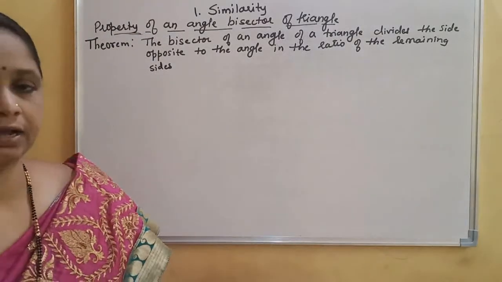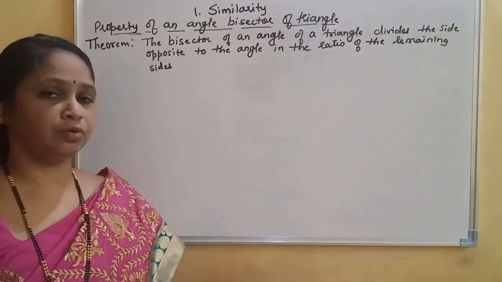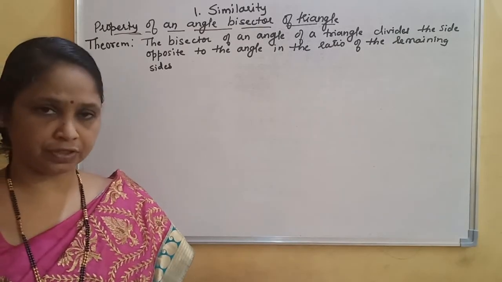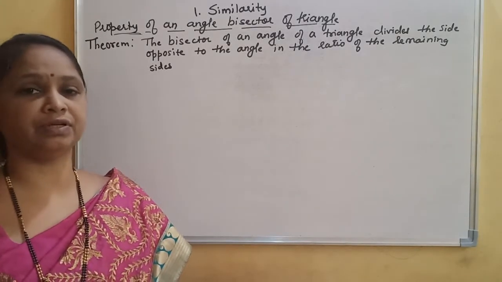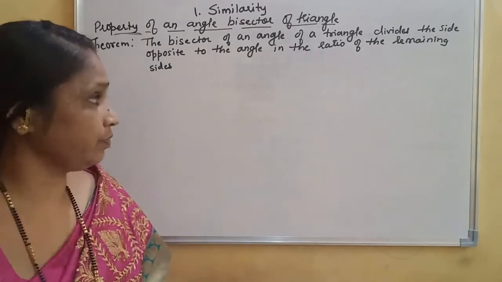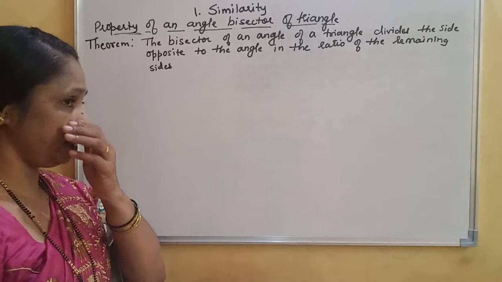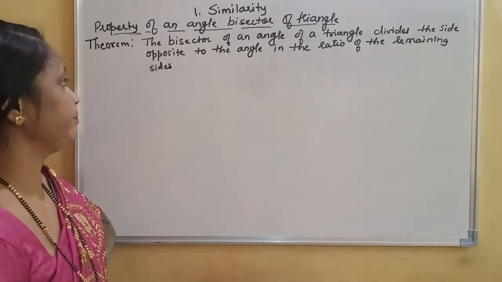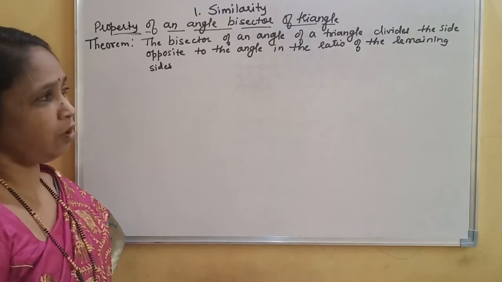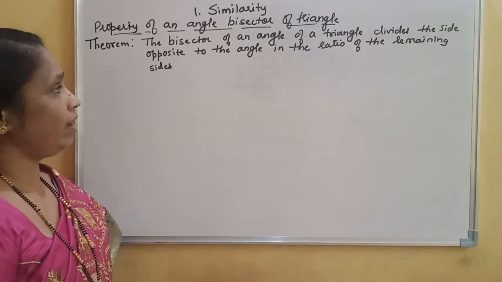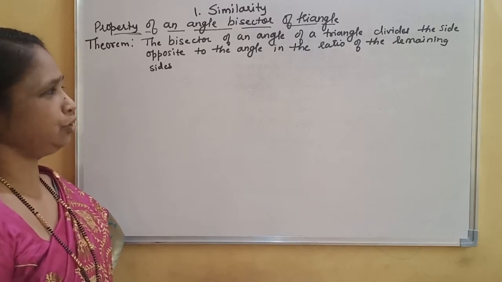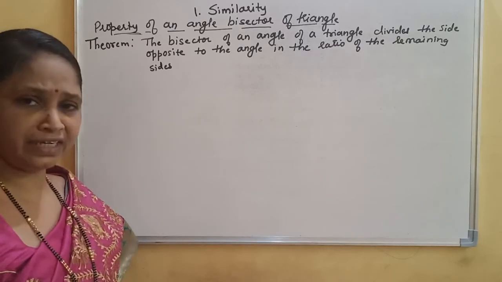Here I have already written it on the blackboard. After reading this statement, we have to draw the figure, and from this we have to write the given things, what to find, and what to prove. After that we have to prove the theorem. The bisector of an angle of a triangle divides the side opposite to the angle in the ratio of the remaining sides.